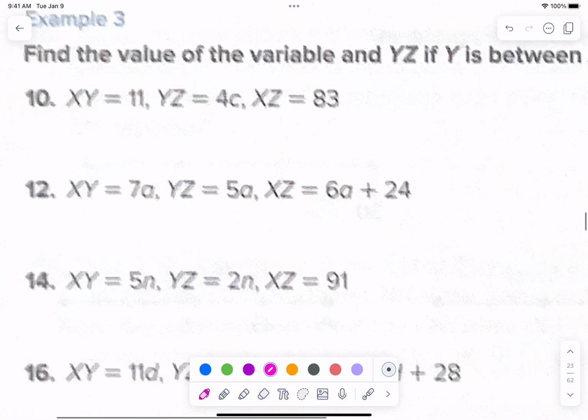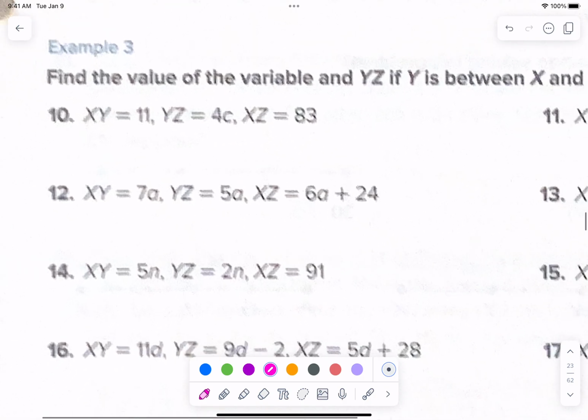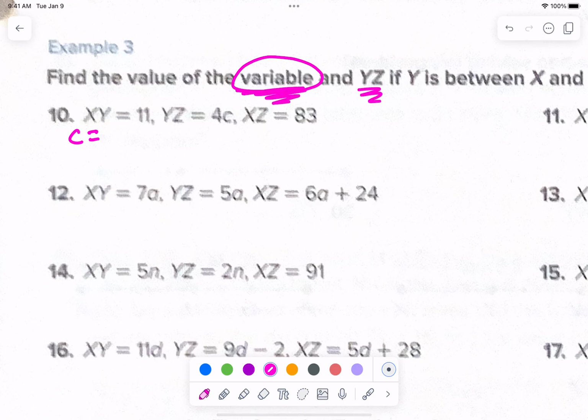Okay? So, reading the instructions, it says find the value of the variable. So, what's the variable on number 10? C. Okay, so we have to find the value of C. I'm going to put that down so I make sure I remember it. And up in the instructions, it says find the value of the variable and YZ. So, I'm going to put those down so I don't forget to answer all the questions. There it is. Got it?